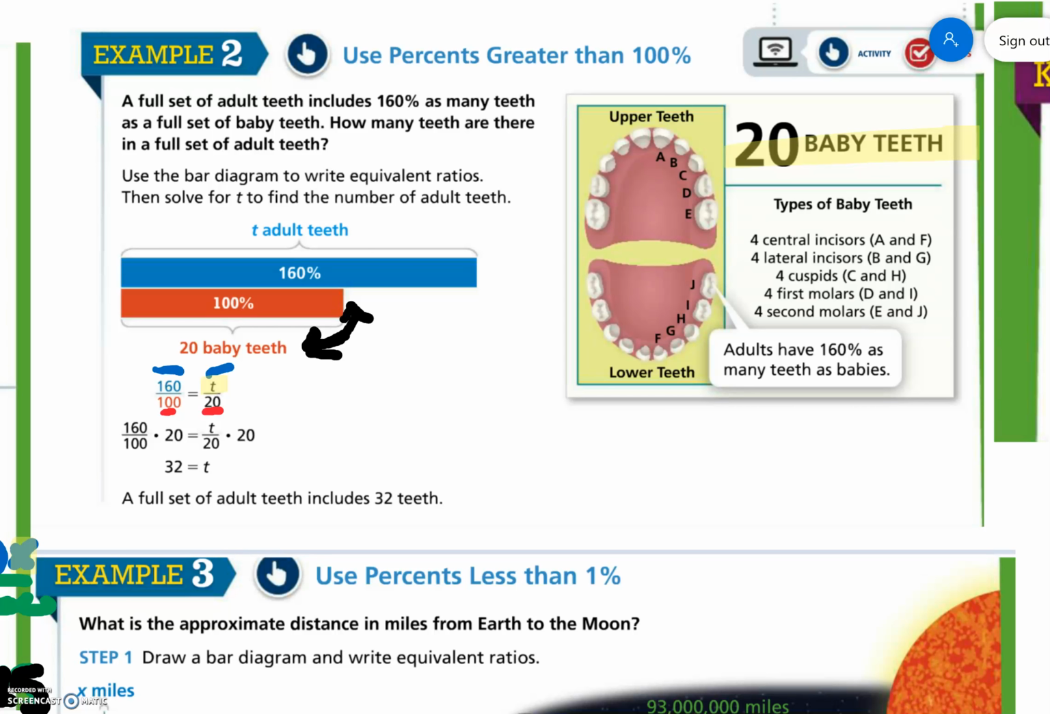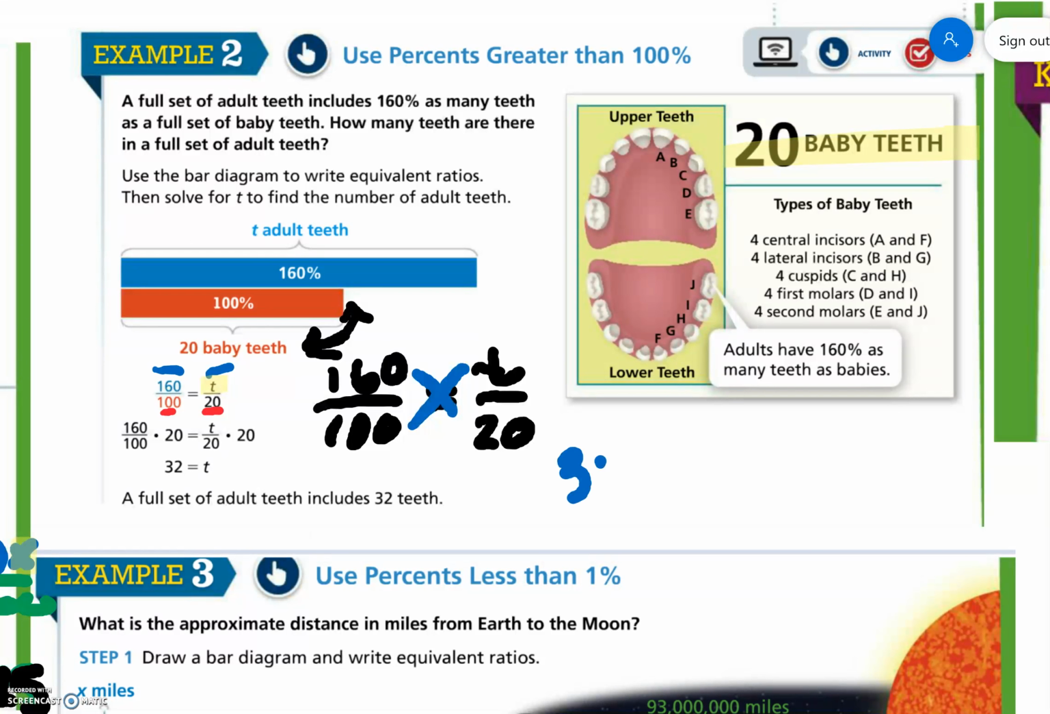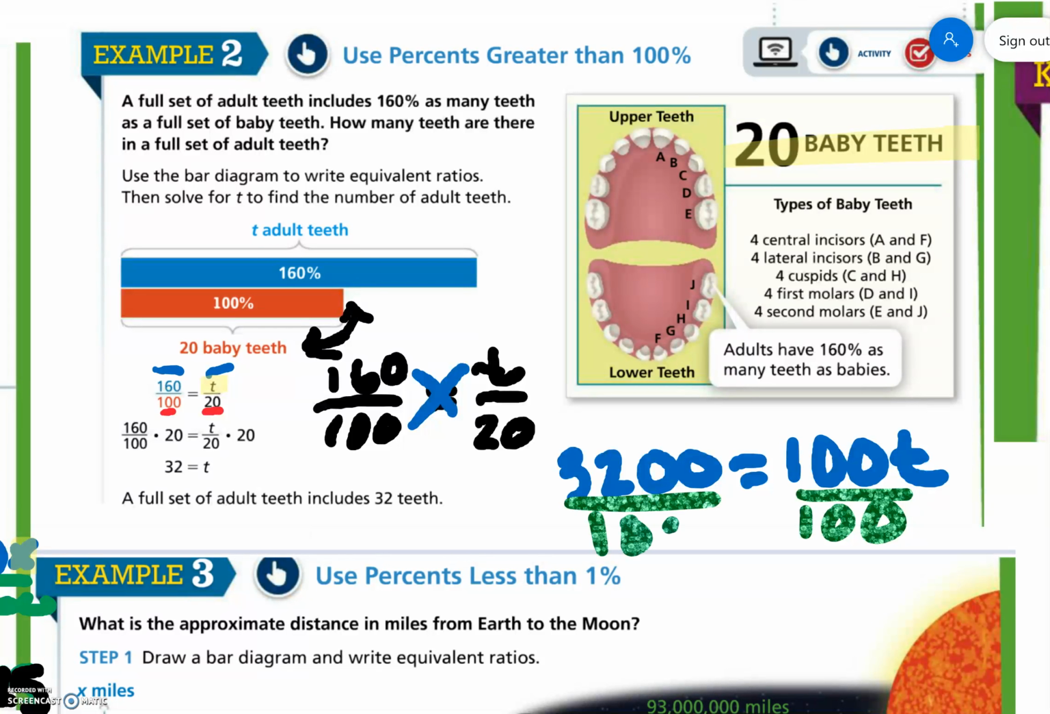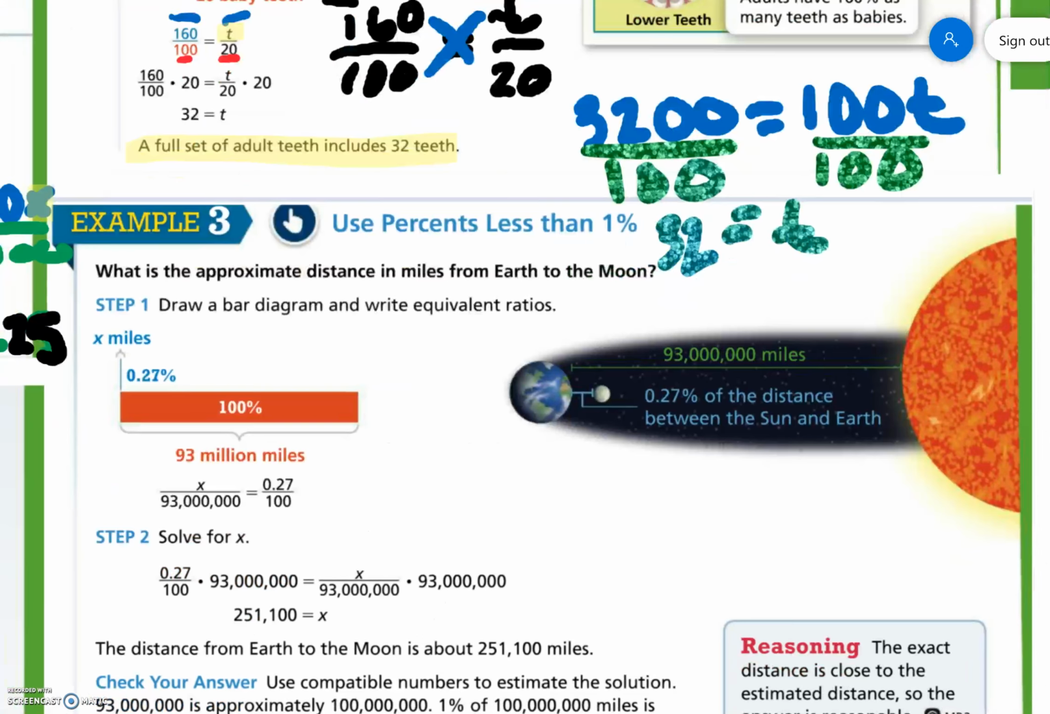We can cross multiply. I'll show you, 160 over 100 equals t over 20. 160 times 20 is 3200. 100t equals 3200. Divide by 100. T equals 32. And I think you guys should know that, or if you haven't, then you'll learn it soon. A full set of adult teeth includes 32 teeth.